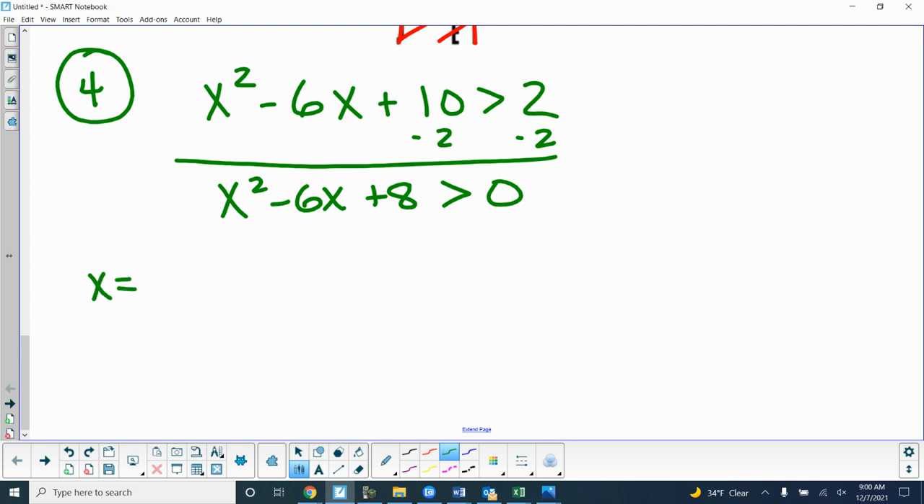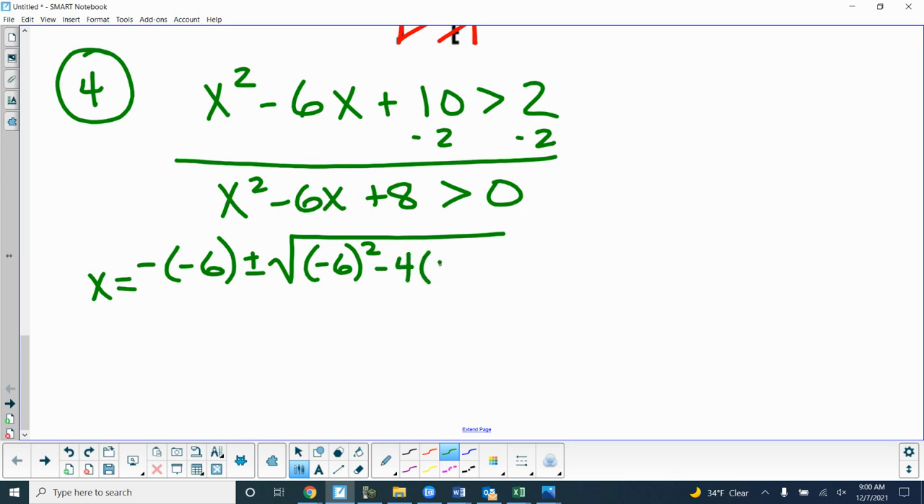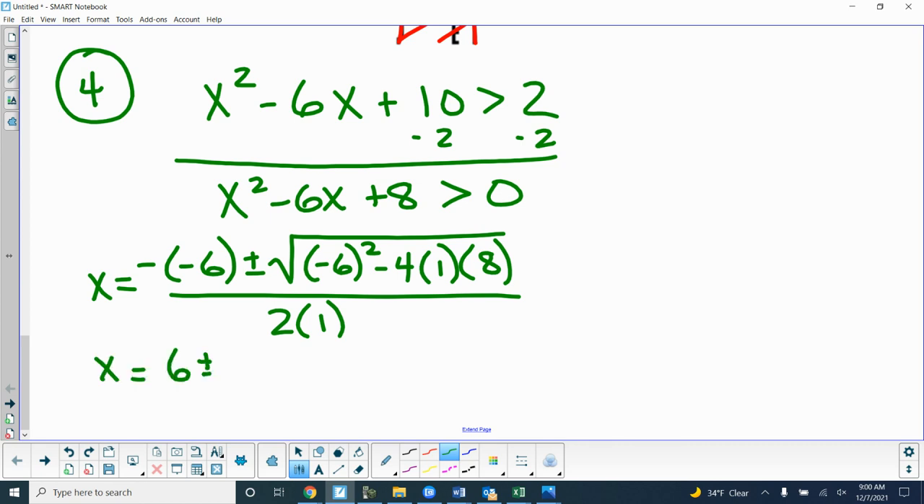All right? So x equals negative b. B is negative 6, plus or minus the square root of b squared minus 4 times a, which is 1, times c, which is 8, all over 2 times a. All right, so that's just using our quadratic formula. So the minus and negative 6 makes it positive 6. 2 times 1 is 2. Let's see what we get under there.